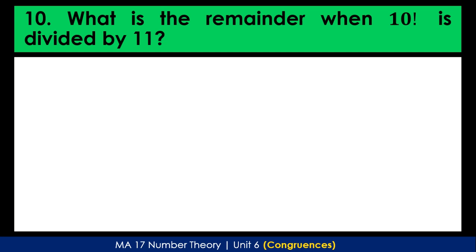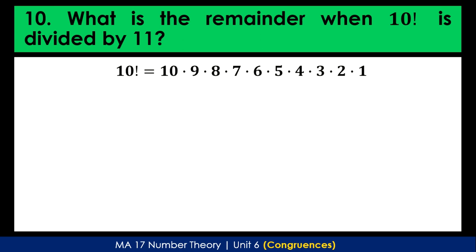Okay, what is the remainder when 10 factorial is divided by 11? As you can see here, our P here is 11. So obviously that's 11, right? Let's have another method first before we proceed with Wilson's theorem.